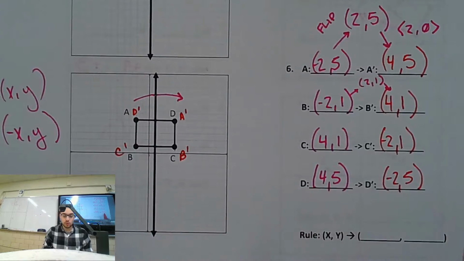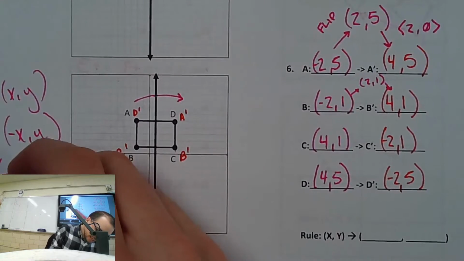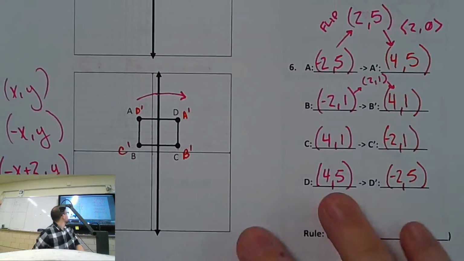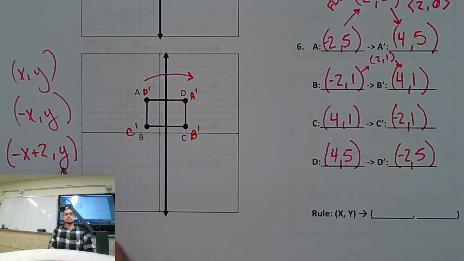Yes. So the rule is I'm going to negate this, right? And then after I negate it, I add 2 to it. So that's the full rule. I'm going to talk about why that is in a second.